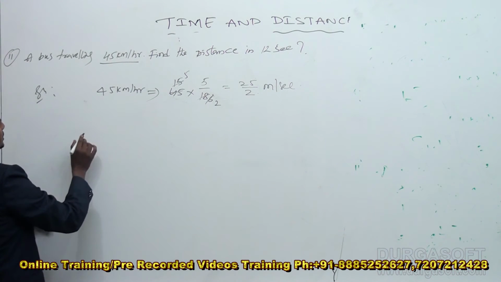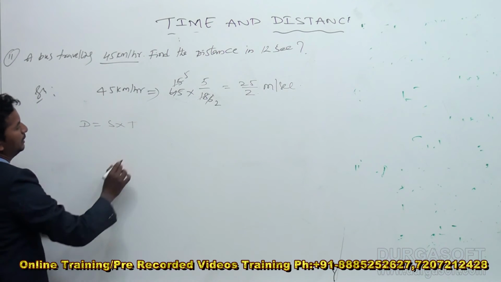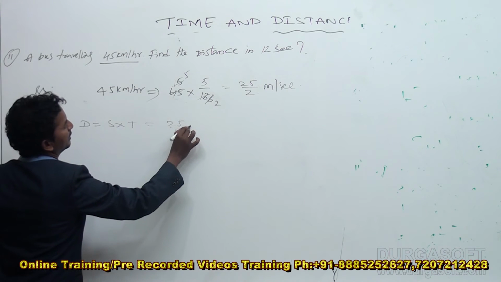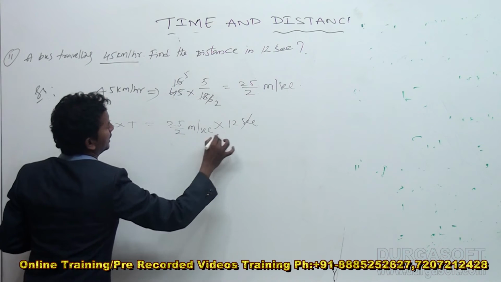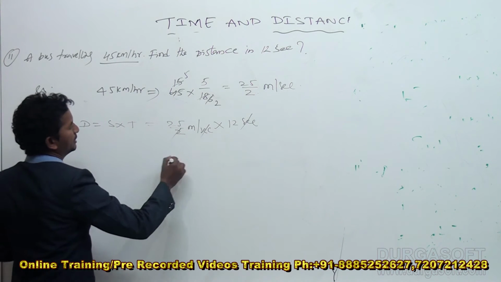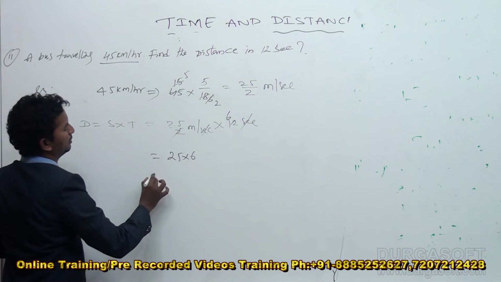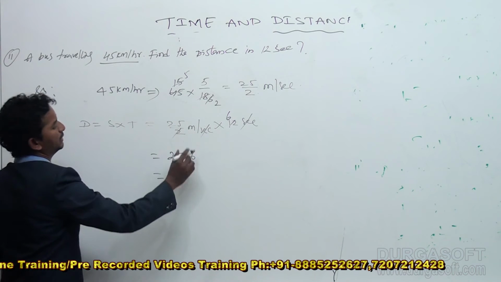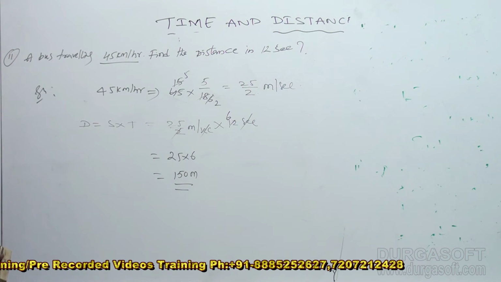Now find the distance. Distance is equal to speed into time. The speed is 25/2 meters per second into 12 seconds. The seconds will be cancelled. 2 sixes are 12, so 25 into 6 is equal to 150. This is the distance in meters.